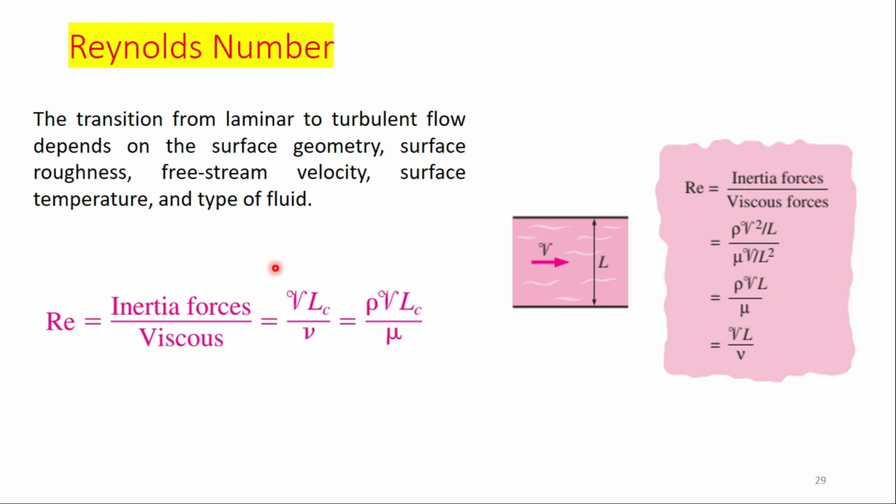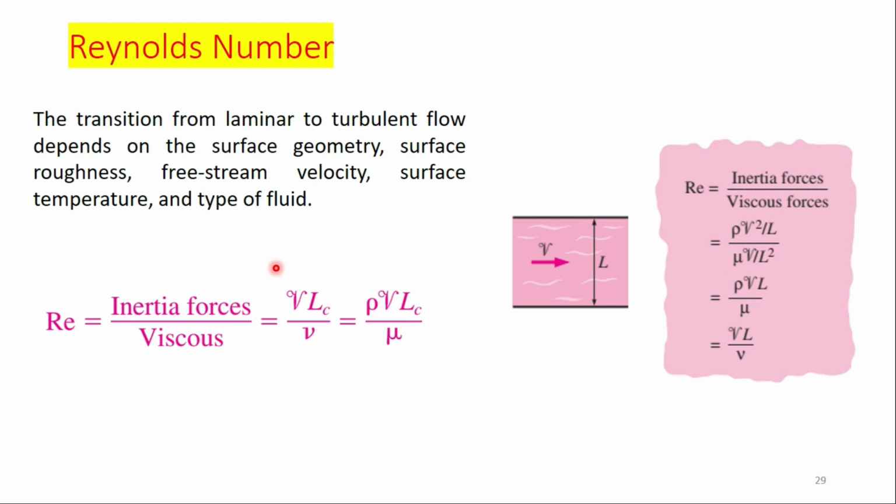It is very important to understand the physical significance of the Reynolds number. The transition of a flow from laminar to turbulent mainly depends on the surface geometry and surface roughness, the free stream velocity of the fluid, the surface temperature, as well as the type of fluid, and many other things are important when the fluid transition will occur from laminar to turbulent flow.